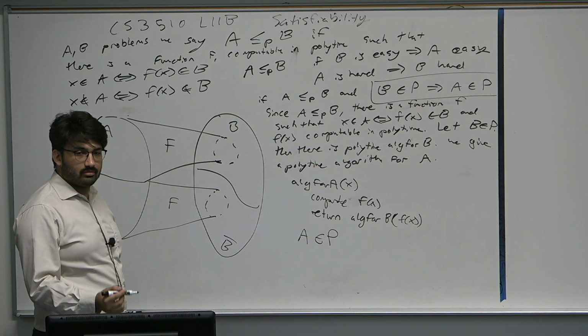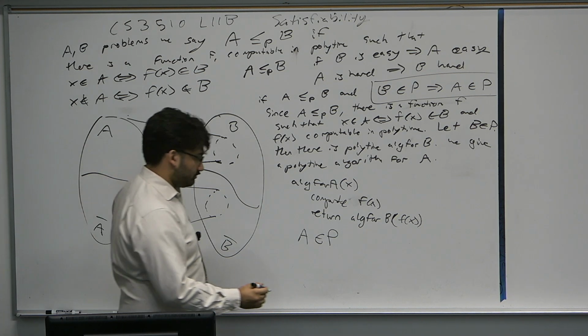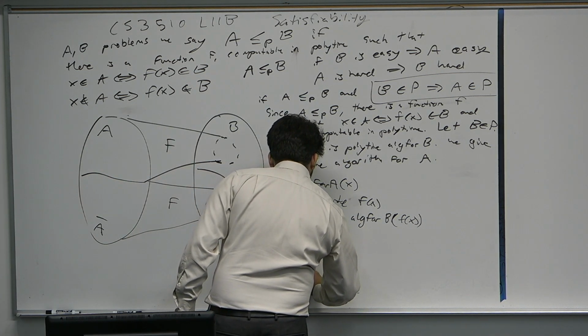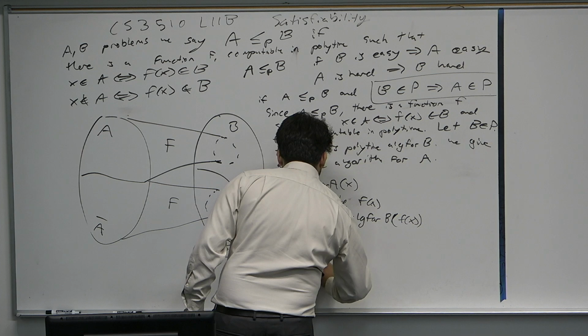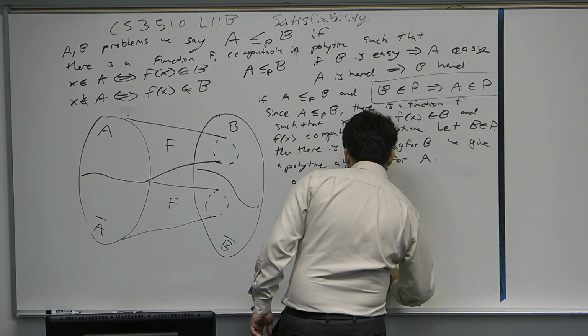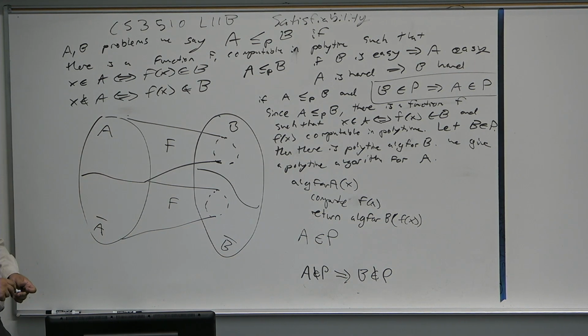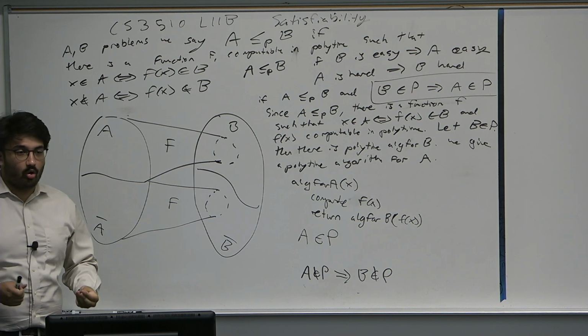A is hard, so B is hard. Yes, formally, it's not in P. So this also proves that if A is not in P, that implies that B is not in P. So if A is hard, B is hard, right? Otherwise, if B was easy, then A would be easy, right? This is our core relationship.